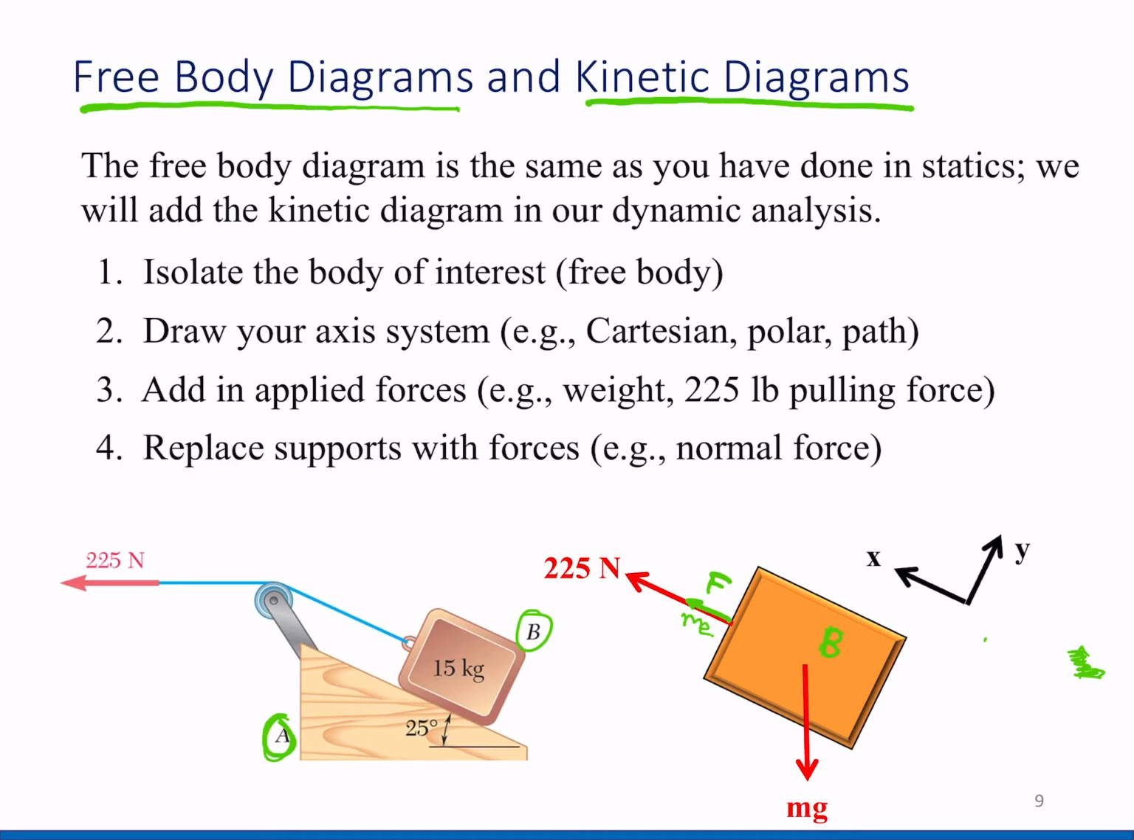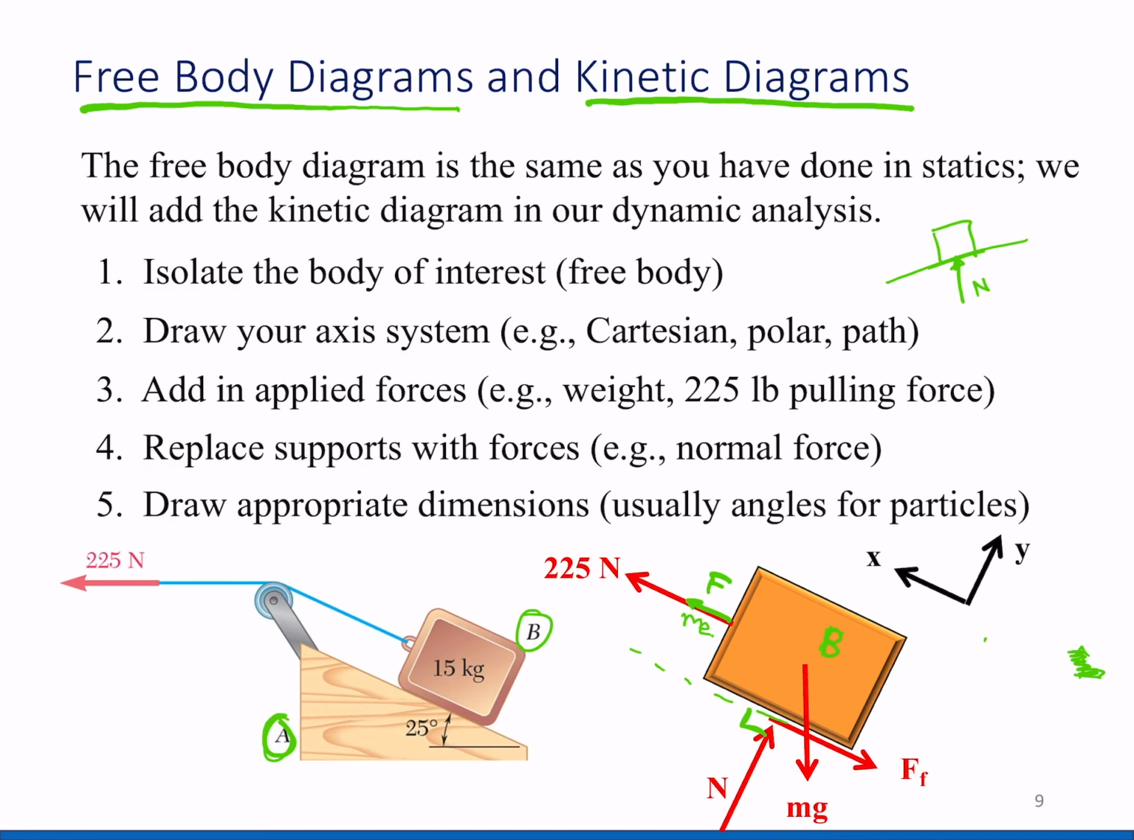and next also replacing the support with the force. So you add the applied force, and also you replace the support with the force here. You know that you are interacting with another object also, right? So that's why you have a normal force. Normal force means if you have an object at any angle, you have a force perpendicular to the plane that you are in contact with another object. We call it normal force. So you can see here it is perpendicular to this contact plane. And then next we draw the appropriate dimension, usually angle for particles.